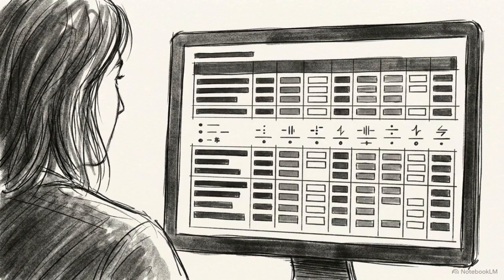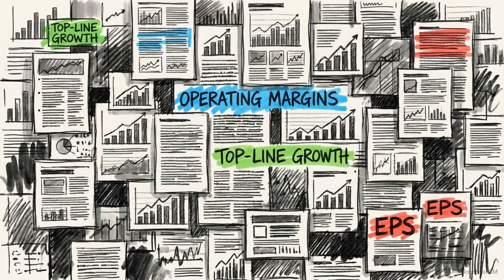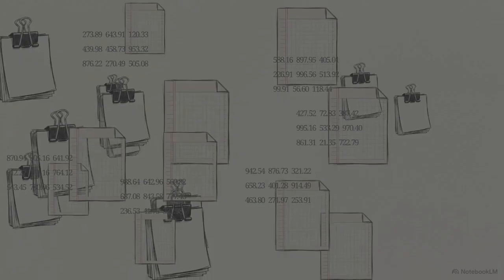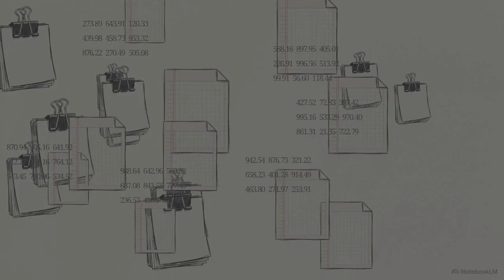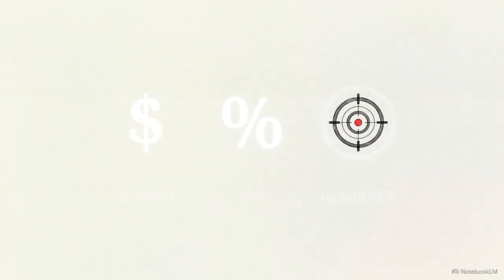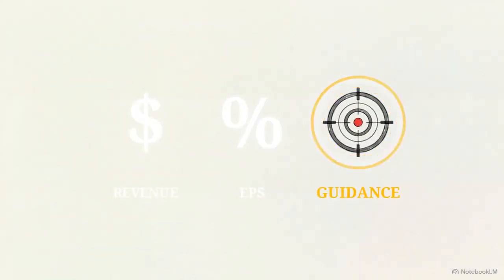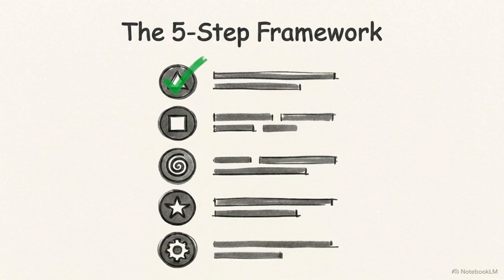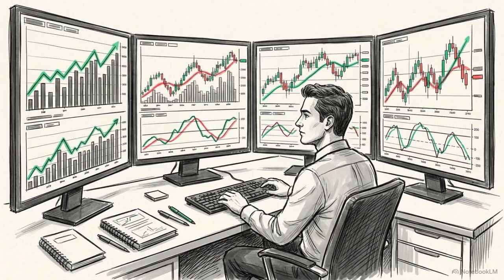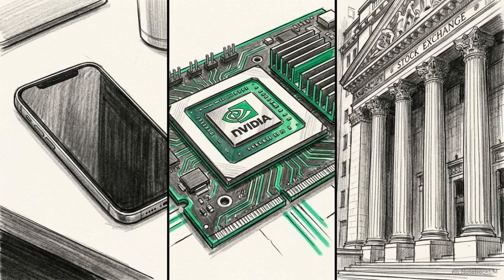If you've ever tried to figure out why this happens by reading an actual earnings report, you probably hit a wall of terms like operating margins, top-line growth, and EPS. Today, we are taking those massive, intimidating financial releases and isolating the exact data points that trigger these sudden stock swings. To do that, we will use a 5-step checklist. This is the same process professionals use to evaluate Apple, Nvidia, or any other public company.